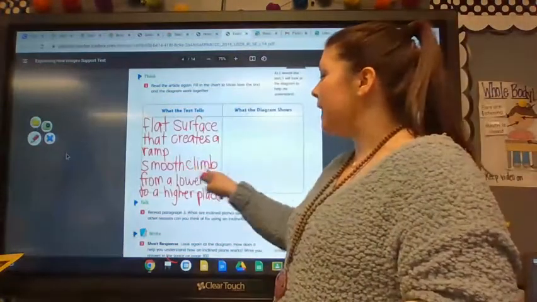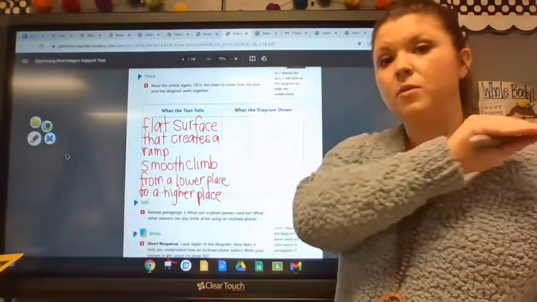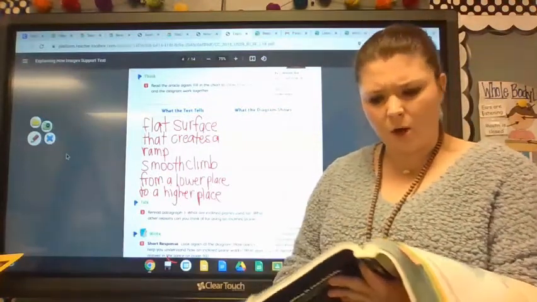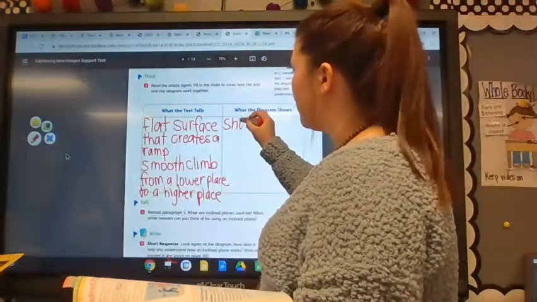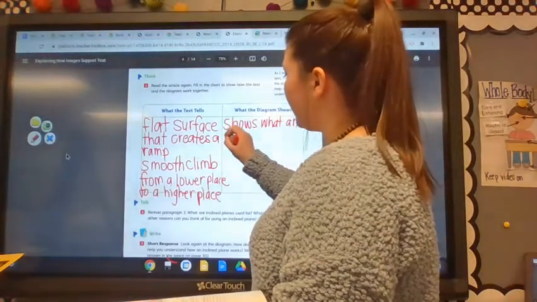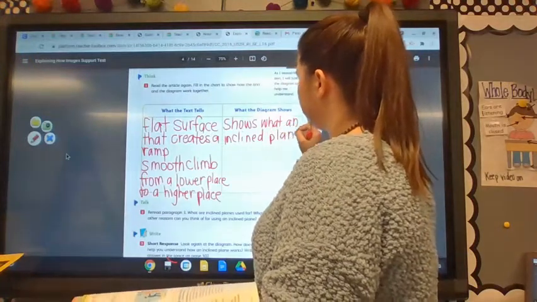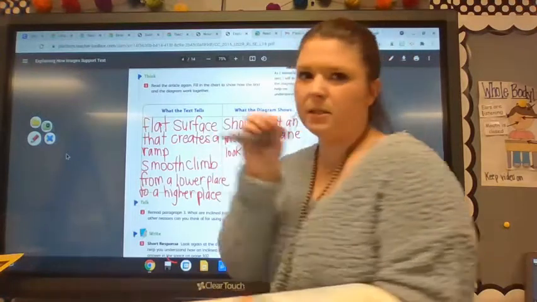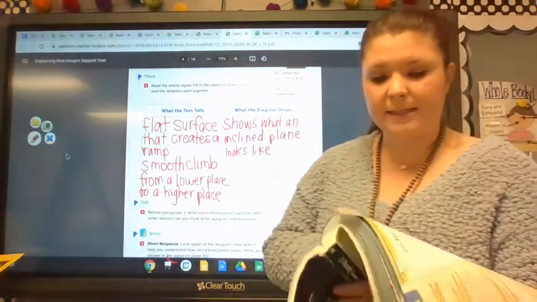So when it is climbing, it's not like climbing stairs, is it? It's smooth and flat. The image can help me see that. Can the image help you see that? So the image shows me what it looks like. Okay, I can see what the inclined plane looks like. It helps me to see that smooth climb from the lower place to the higher place, doesn't it?